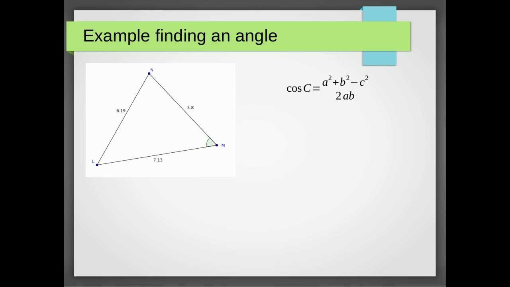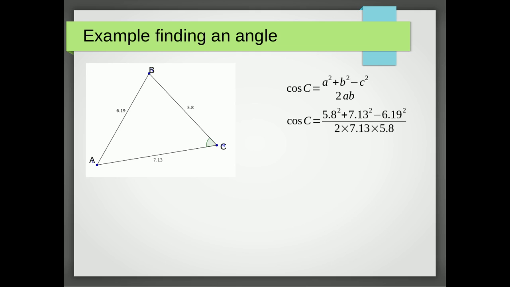Now our triangle here is made up with L, M and N. So what I suggest you do first of all is just relabel the triangle with A, B and C the way you want to. And I'm going to put C where M is because that's the angle that I'm interested in. So now that I've relabeled it, I'm going to fill out my equation. Remember that side C is 6.19 because it's opposite angle C. So I'm going to fill out my equation and I get it like this.